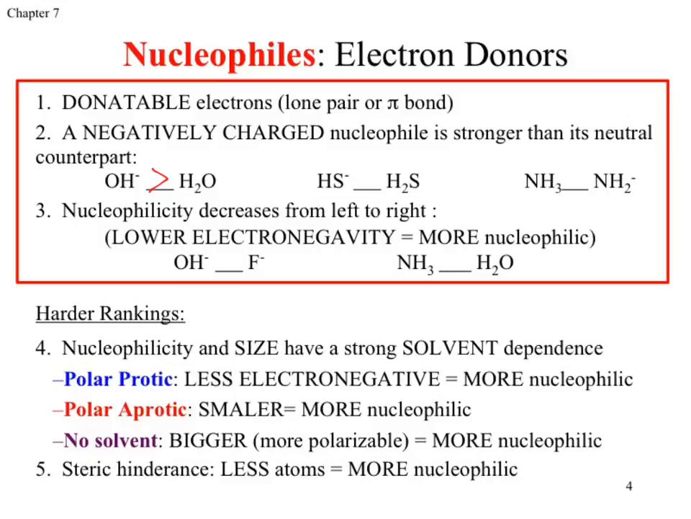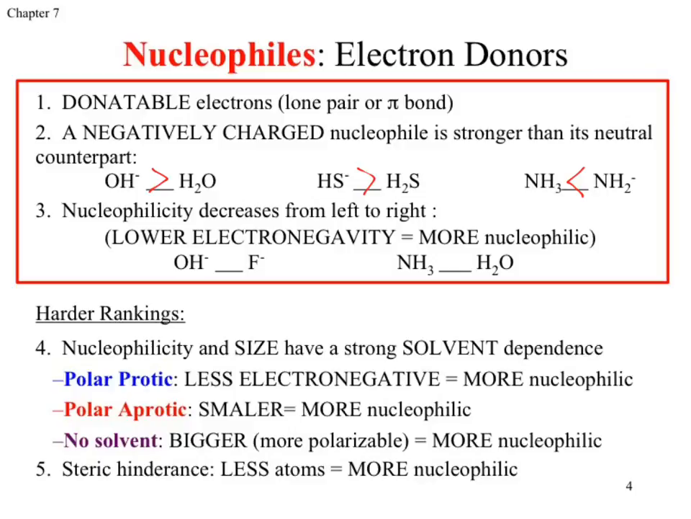Hydrogen, I'm not even going to name that. HS minus versus H2S. Which is the better nucleophile? HS minus. Last one, NH3 or NH2 minus. So that was kind of easy, nice and straightforward. We got that negatively charged species, we can then work with it. But what if I compare the very first one and the very last one? Hydroxide to amide, OH minus to NH2 minus. They're both charged. How can I decide which one's the stronger nucleophile?